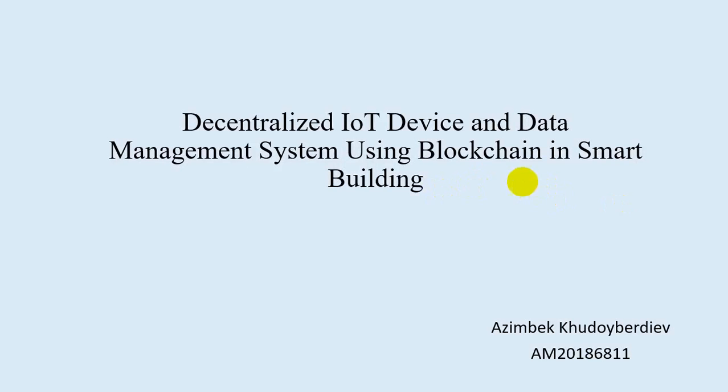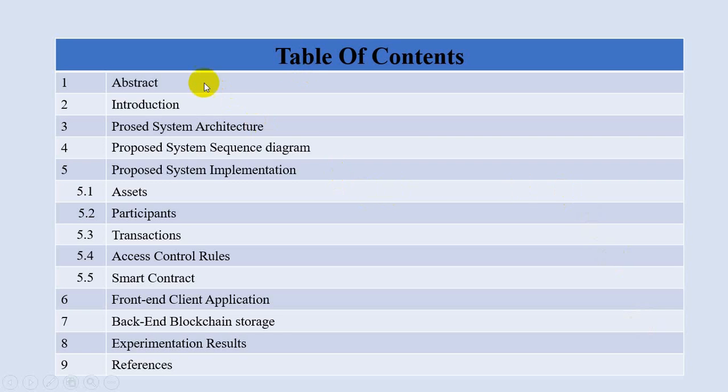Hello everyone. Now I'm going to present a decentralized Internet of Things device and data management system using blockchain in a smart building. My name is Azim Khudayberdiv and my student ID is shown. The table of contents includes, as you can see, abstract, introduction, proposed system architecture, proposed system sequence diagram, proposed system implementation, and also transactions, access control rules, smart contract, front-end client application, back-end blockchain storage application, and experimentation results and references.